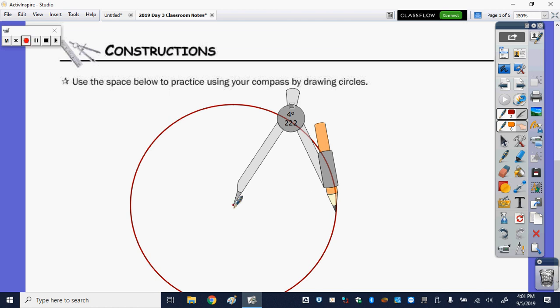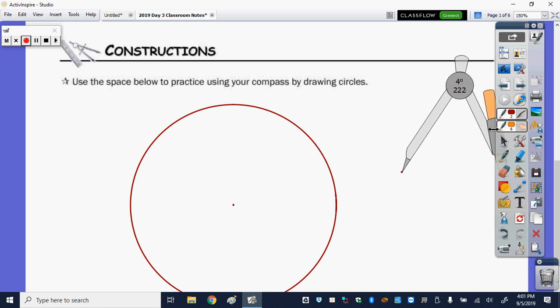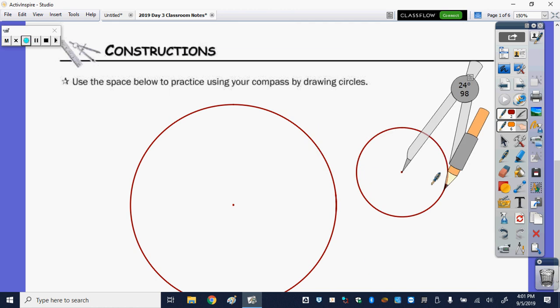You're going to want to put a point at the center of your circle first, and then take your compass. I just want you to get the feel of the tool. So take some time, draw some circles. Pause the video now, and then when you're ready to do the first construction, you can unpause the video.